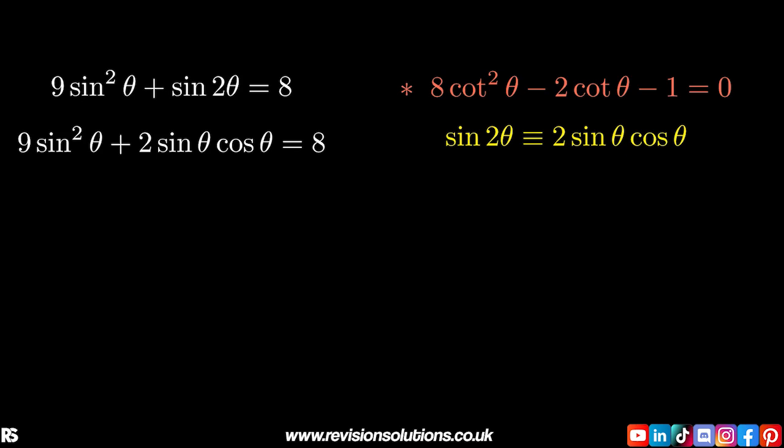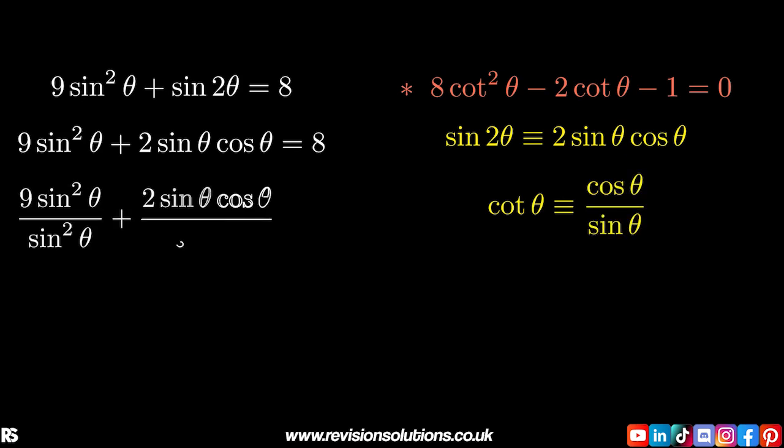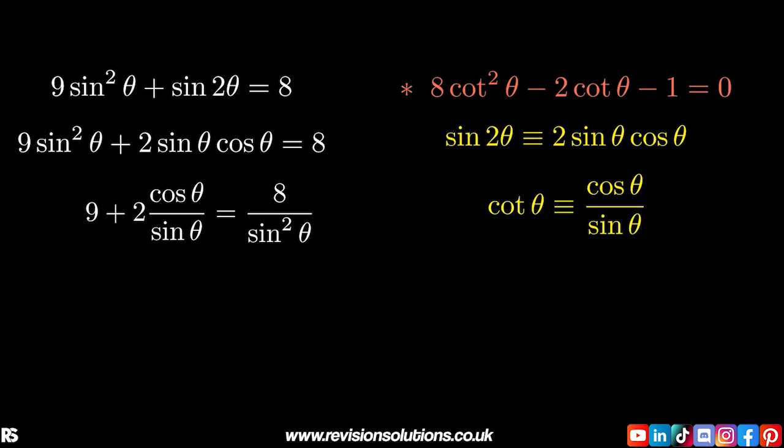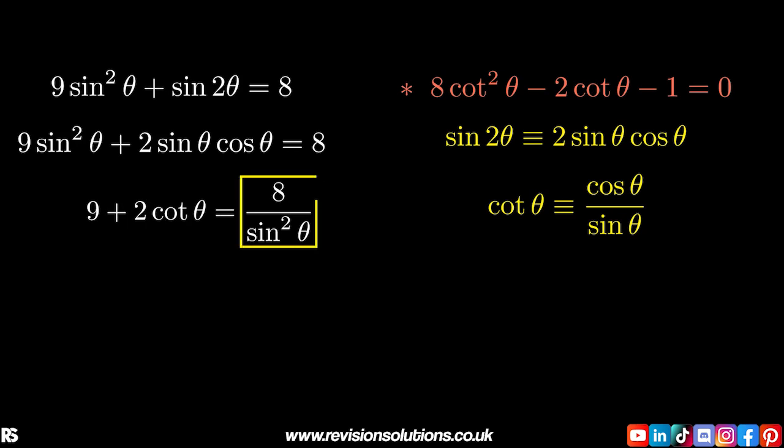Sin 2 theta is 2 sin theta cos theta. To write our expression in terms of cot theta, we need to remember cot theta is 1 over tan theta, or cos theta over sin theta. So to start writing things in terms of cot theta, we can divide our equation by sin squared theta. If we simplify down, we now have cos theta over sin theta, which we can replace with a cot theta.